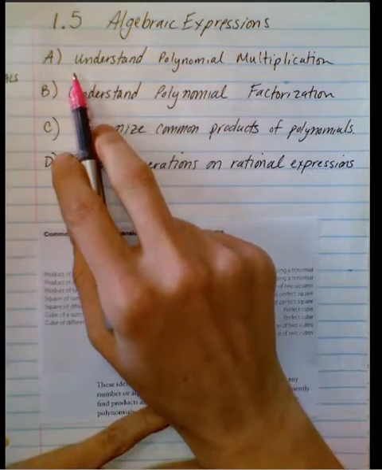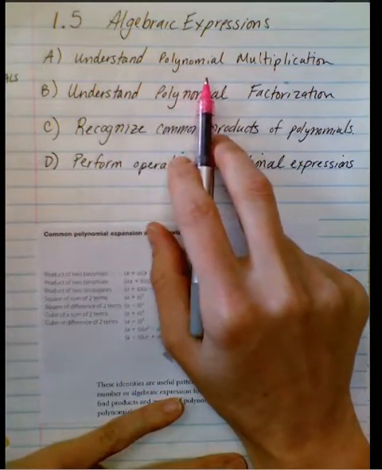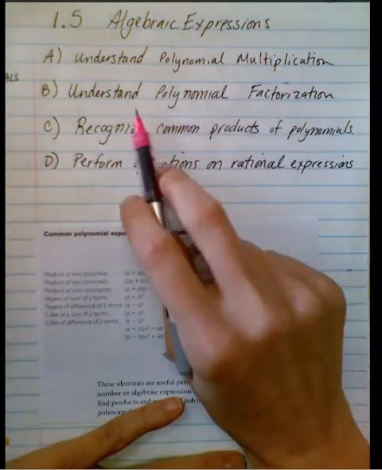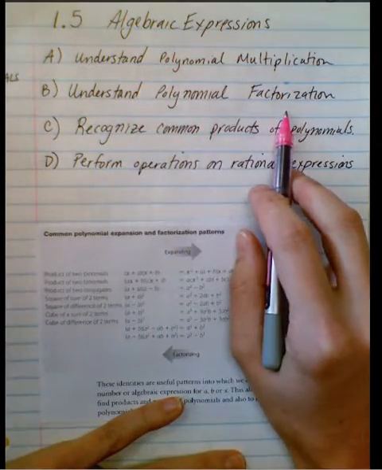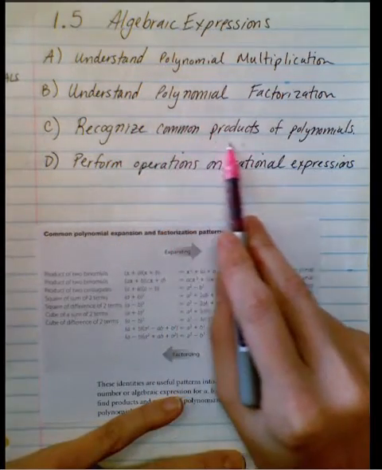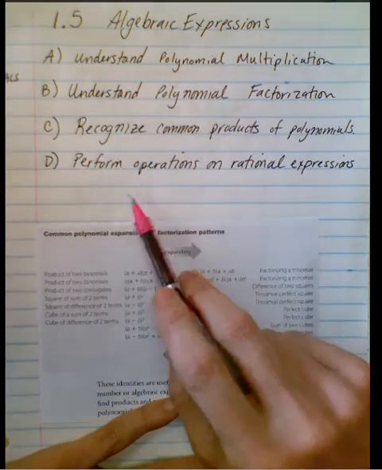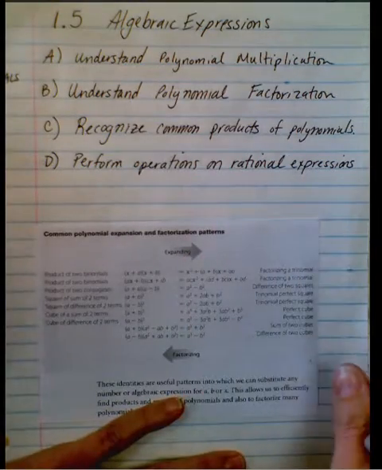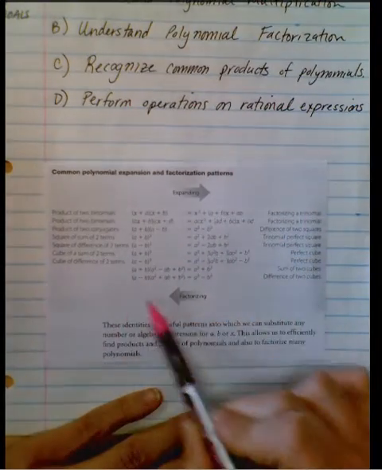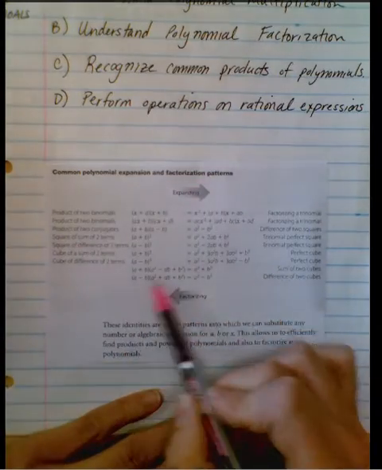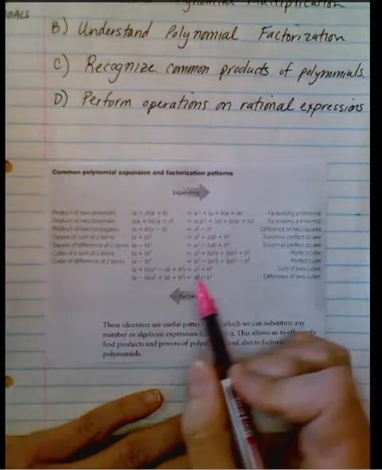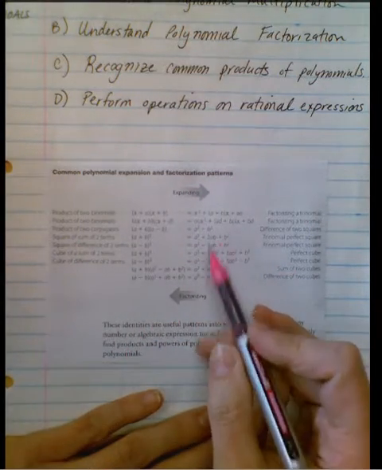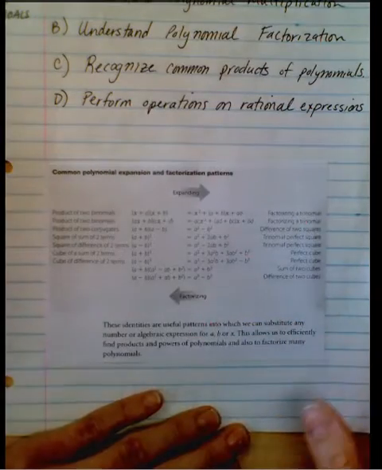So 4 goals. This one, A, understanding polynomial multiplication. Then B will be on factorizing polynomials. C will be on common products. I'm going to call that tips and tricks. And then D is on rational expressions and how we add, subtract, multiply, and divide those. On your notes here, we have this kind of cheat sheet of common things you might want to be finding yourself familiar with to make your life easier.